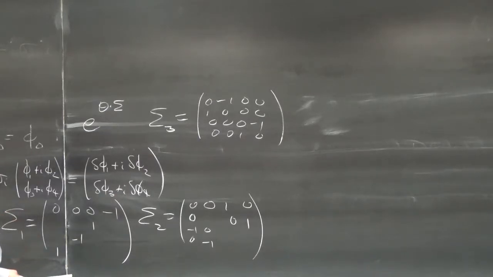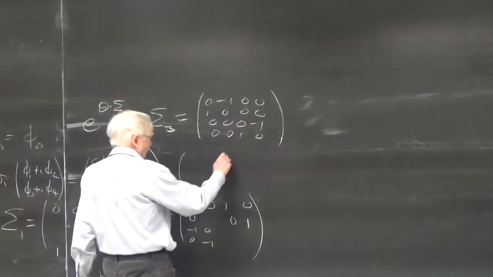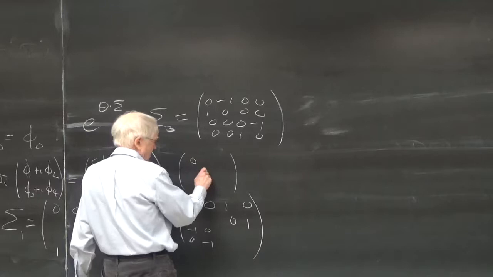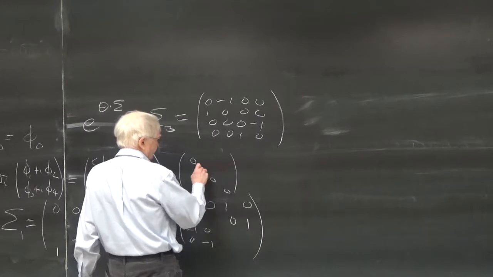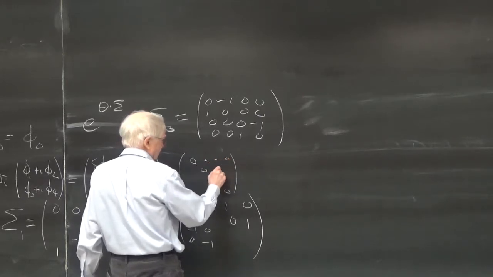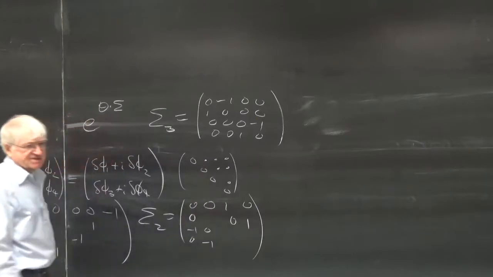Now that I think about it, if this is the potential, then the symmetry group here is O4, and O4 has more generators than that. O4 is 4x4 real anti-symmetric matrices, so you can fill in all, and there are actually 6 generators.